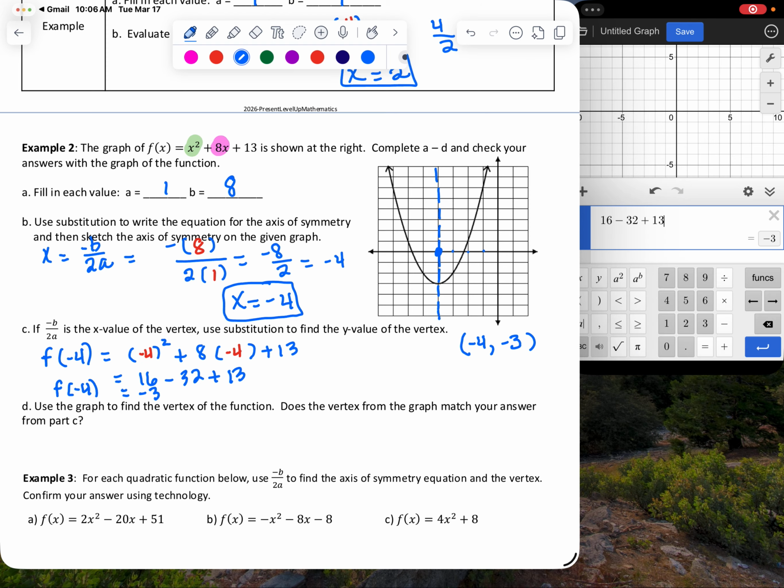All right, part D. Use the graph to find the vertex of the function. Does the vertex from the graph match your answer to part C? So go back up to your graph. The vertex of this function is right here. If I was finding the vertex from the graph, notice I would go 1, 2, 3, 4 to the left, which is negative 4, and then 1, 2, 3 down, which is negative 3. So yes, it matches.